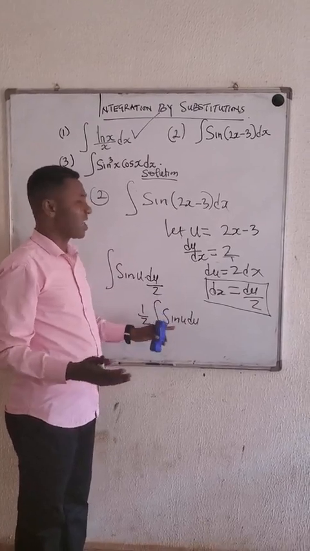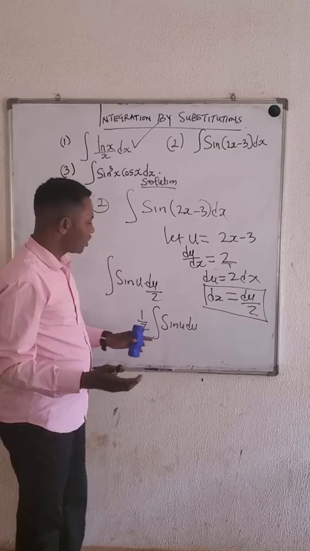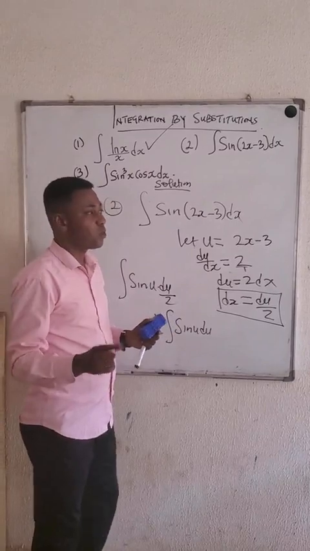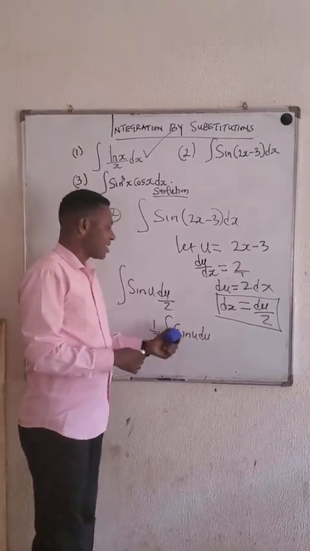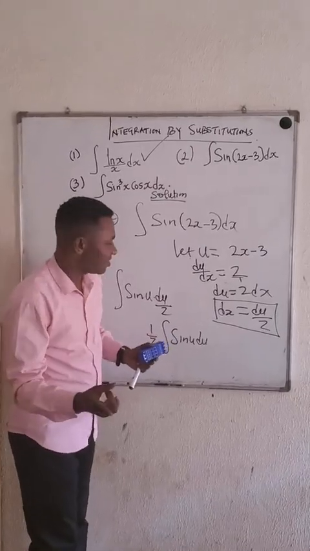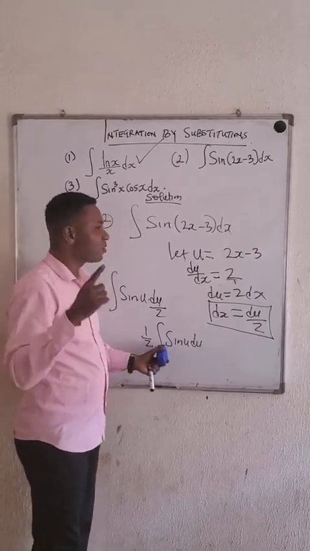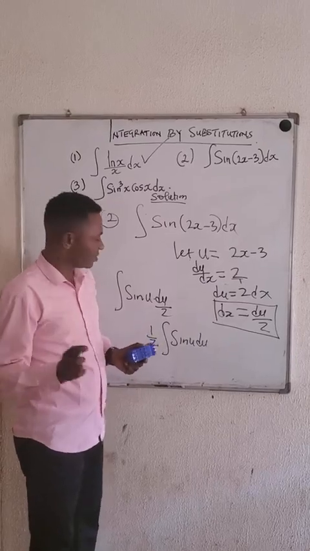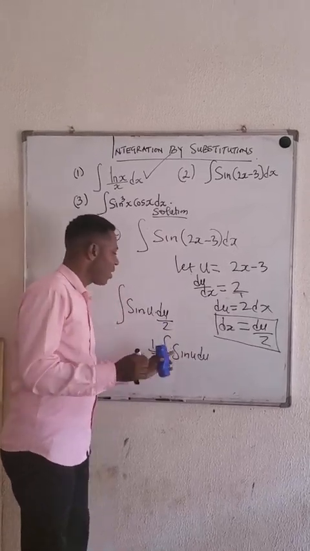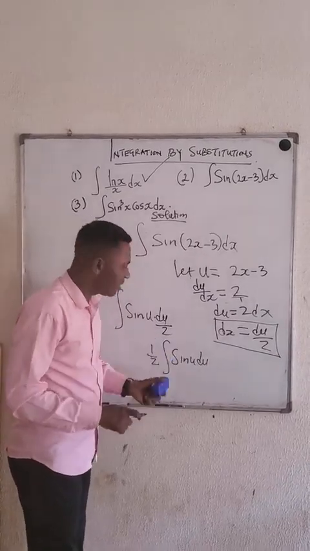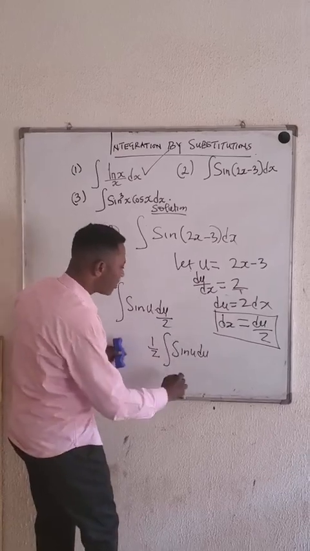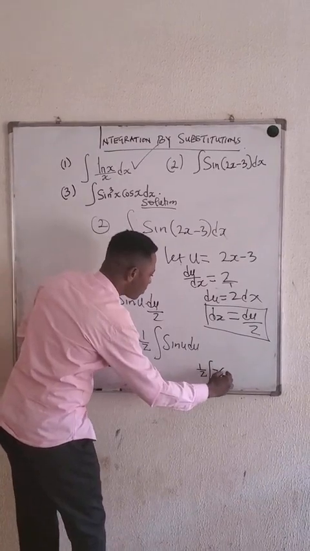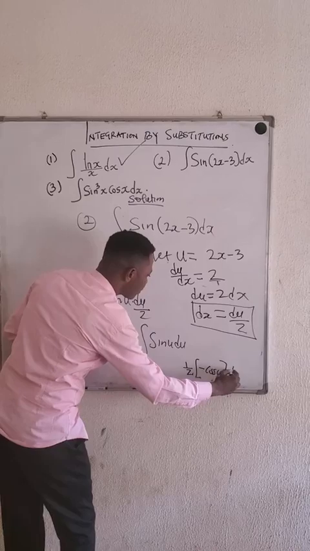Now, remember, when you differentiate sine, you have cos. But integration is the opposite of differentiation. Well, take it again. When you differentiate sine u, you will have positive cos u. So since integration is the opposite of differentiation, when we integrate sine, we will have negative cos u. So therefore we have 1 all over 2 minus cos u, then plus c.